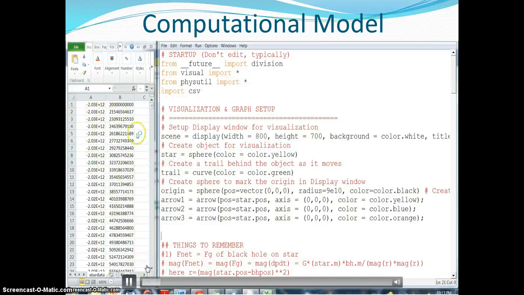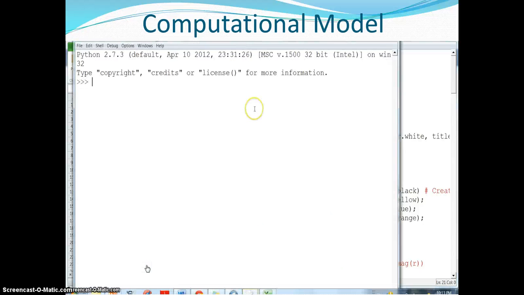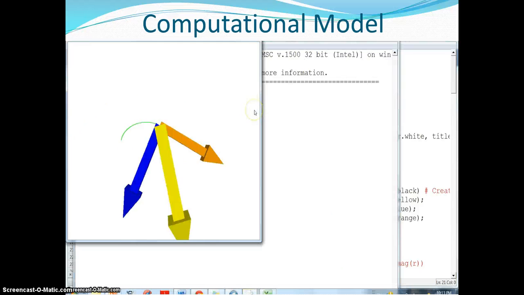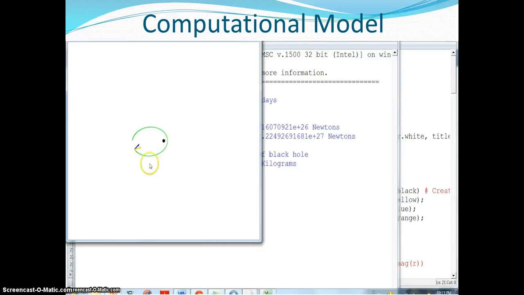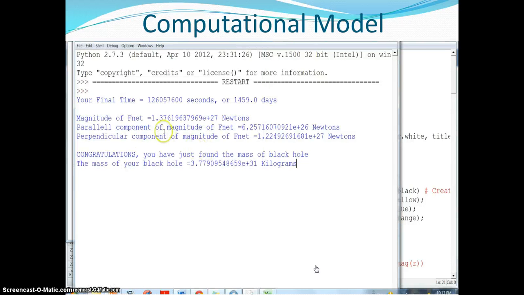So here's our computational model. Notice on the left you have our CSV data. On the right you have our actual Python code. We read this in and we see these three arrows here, and the three arrows represent our net force perpendicular component, our net force parallel component, and just our overall net force. And you see here that we're actually able to find the mass of our black hole. And this mass was correct. We checked this with some predetermined value, so that's great. We know that our math and our physics is right here.